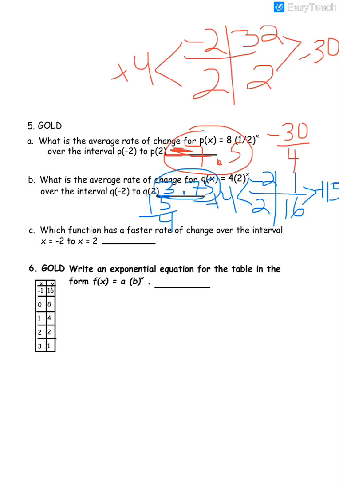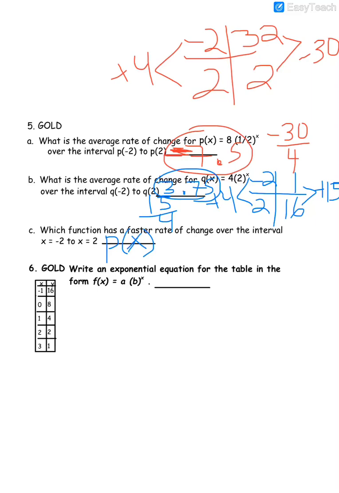Which function has a faster rate of change over the interval? The correct answer is the first one, p of x. Write an exponential equation for the table in the form f of x equals a b to the x. Okay, so you're going to plug this into your calculator. This is actually the same as silver. I'm pretty sure it is.